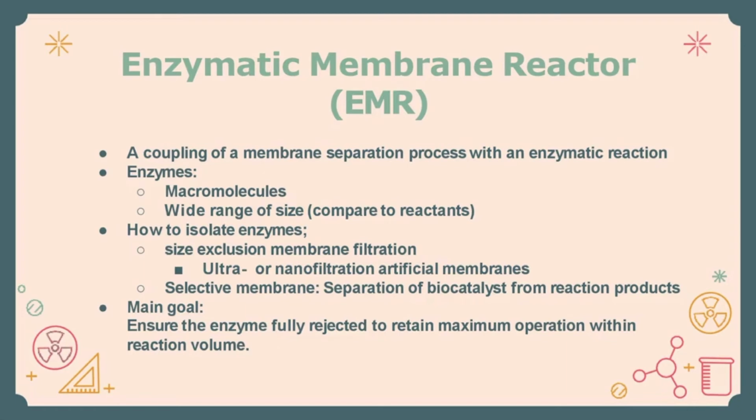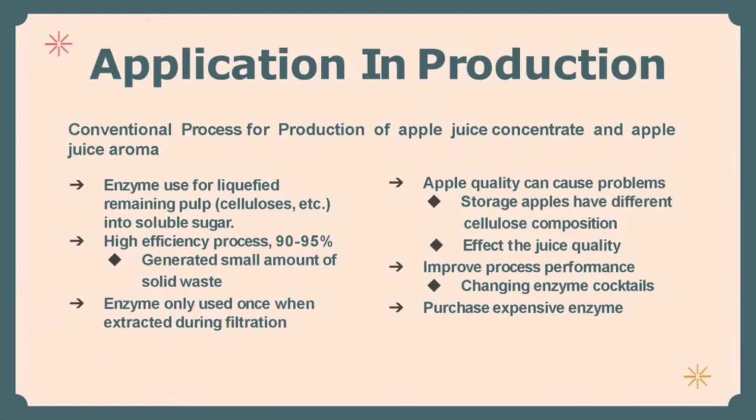In the conventional process for production of apple juice concentrate and apple juice aroma, the enzyme was used to liquefy the remaining pulp, cellulose, etc. to soluble sugar. Because of this high efficiency process, which is 90 to 95%, only a small amount of solid waste is generated.